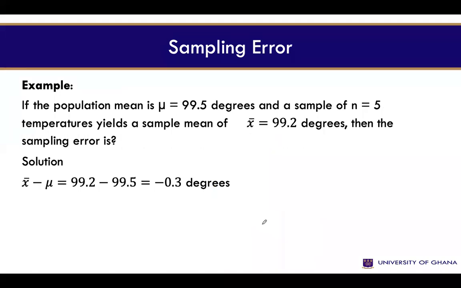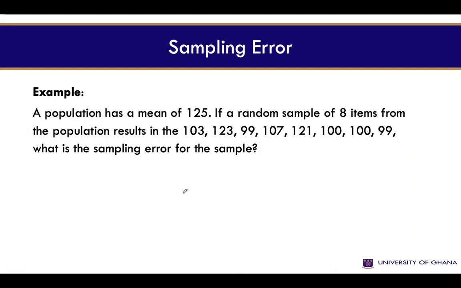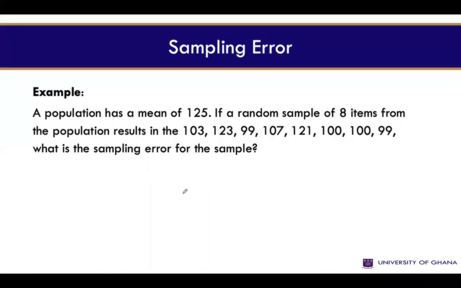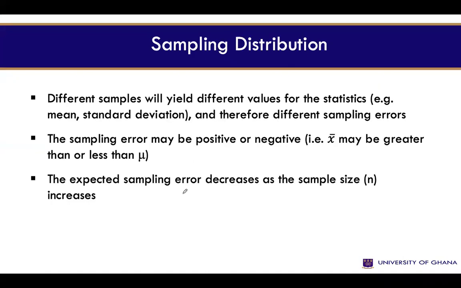So another example, if the population mean is 99.5 degrees, and a sample of n equals 5 yields a mean of 99.2, then what's the sample error? The sample error is just minus 0.3 degrees. Very simple basic calculations that will not require a lot of tears. Another example is here. I think you can solve this, and then you move on. Please make sure you try your hands on some of these questions.